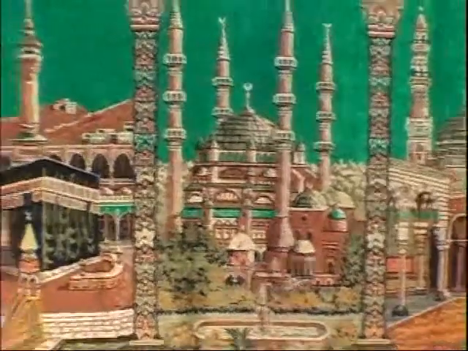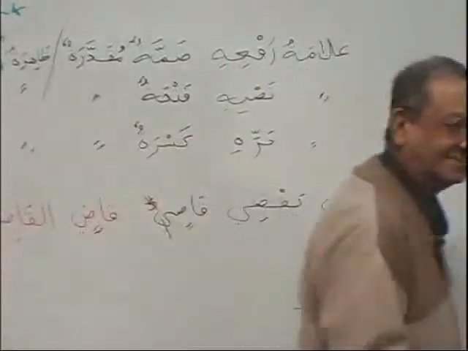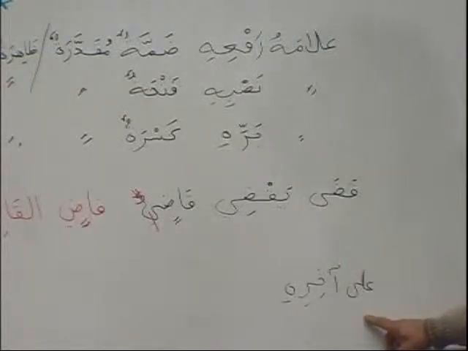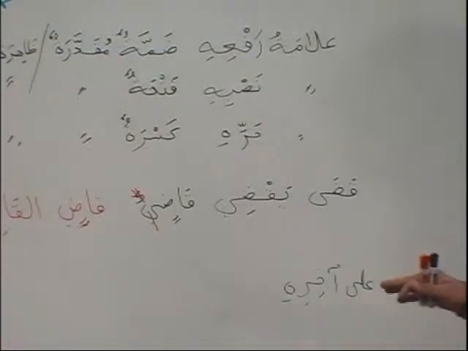Now sometimes people write like this also, brothers and sisters. What did I write down? Ala akhirihi means at the end of it. If you want, you can add it. So you will say, fa'ilun marfu'un alamatu raf'ihi dammatun muqaddaratun ala akhirihi. You can say it if you want to, but if you don't want to write it, it's perfectly all right. Dr. Abdurrahim did not write it. But I have seen in other places sometimes people write it. But it's easy, and it makes sense.